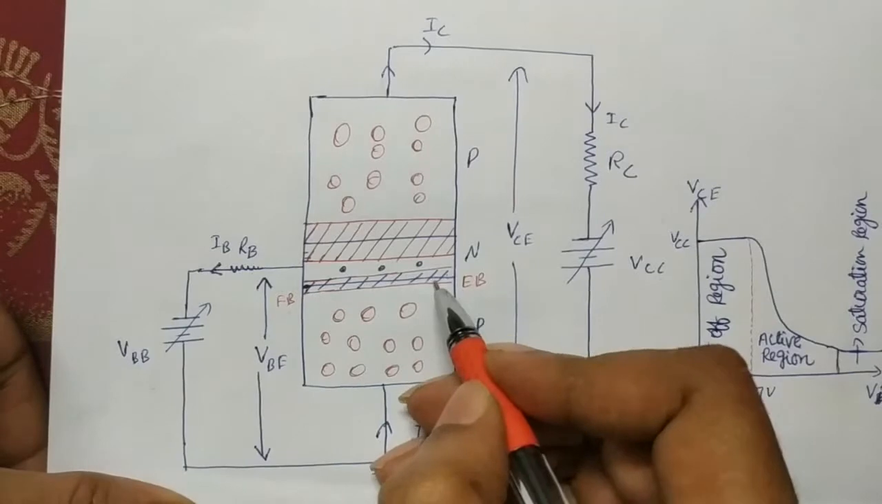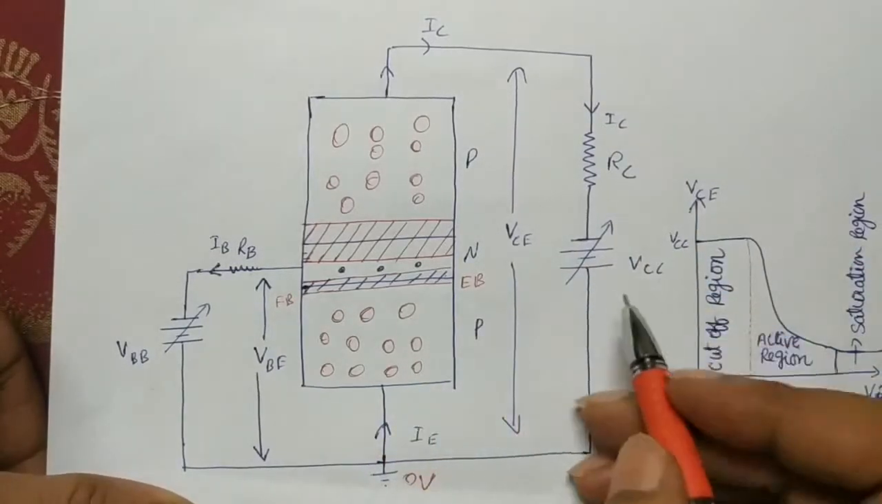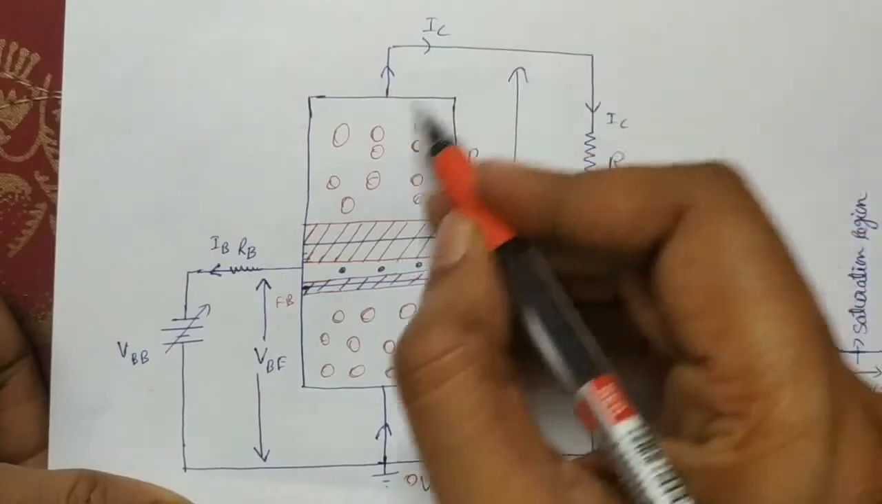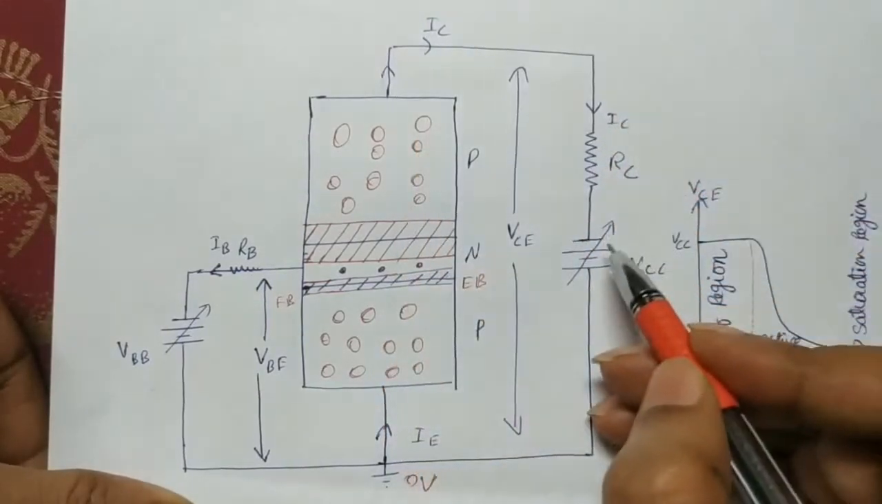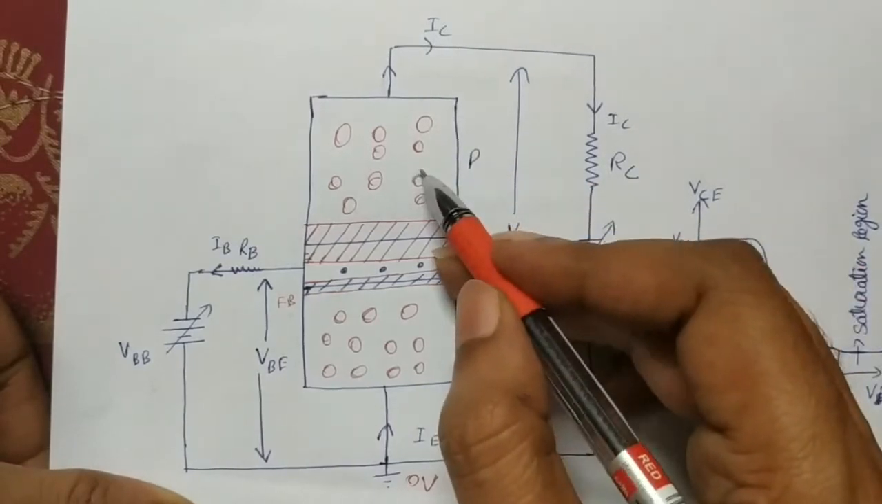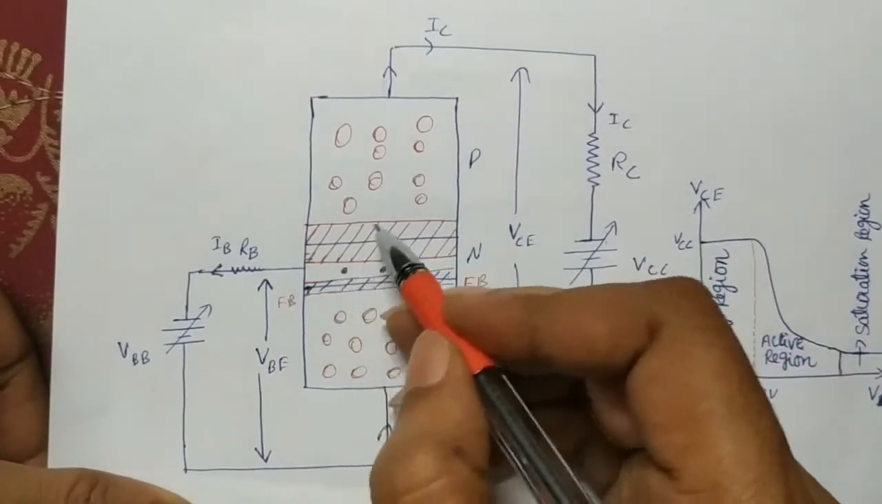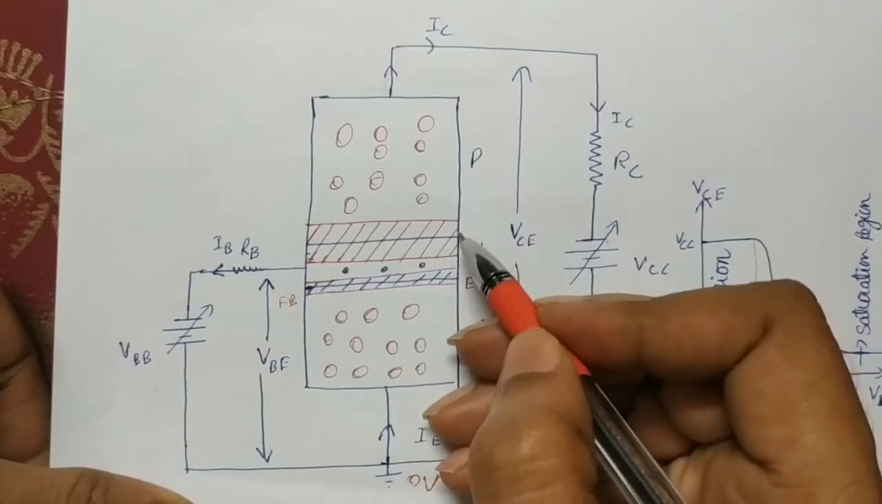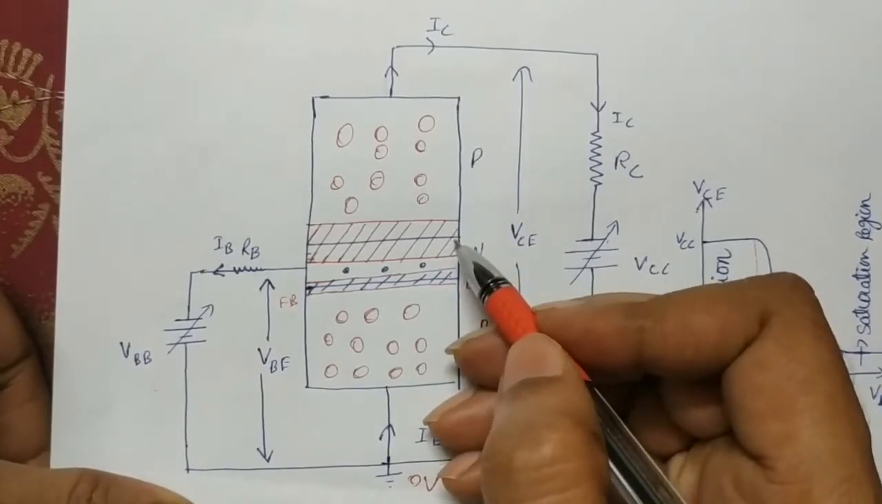Now we'll see about the output. Here you see, the collector base junction is always in reverse bias. That's why the collector P type is connected to the negative terminal, so it is in reverse bias. Because of reverse bias, what happened? A huge depletion layer is formed and a very small current is flowing. That is leakage current. A small leakage current is flowing here.